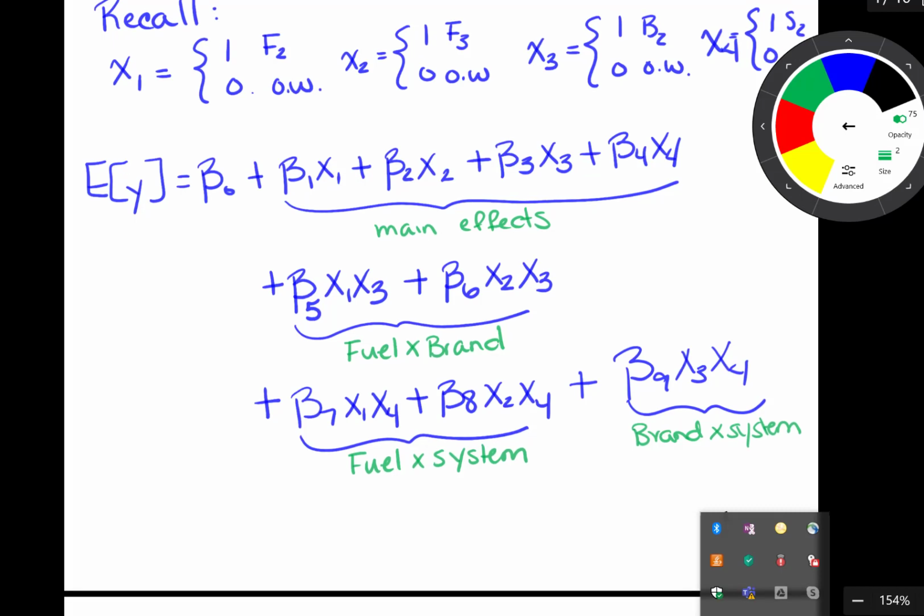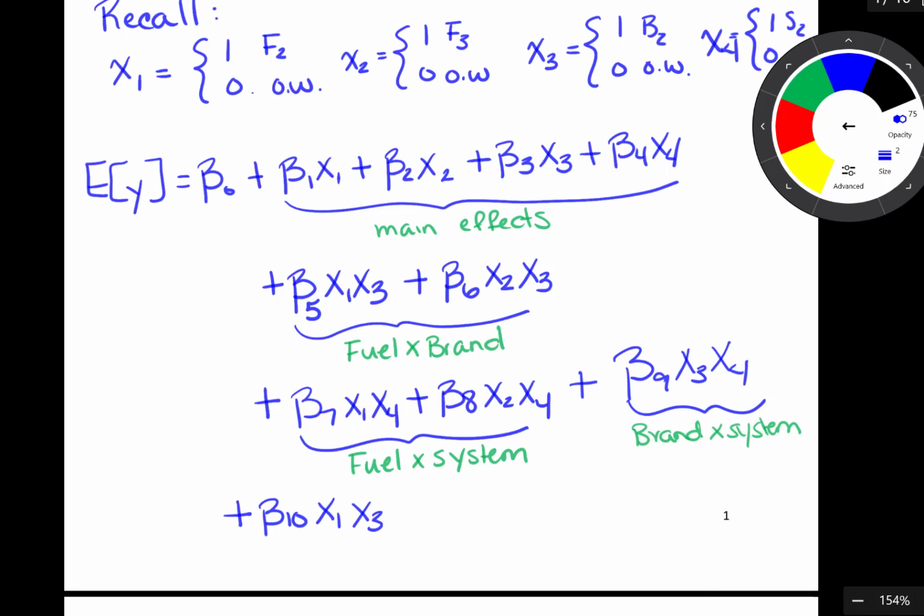And then there's one more interaction that we need to consider, and that would be the three-way interaction between the three different categorical variables. So the three-way would be the following. So we could interact fuel type 2 with brand 2 and system 2, or we could interact fuel type 3 with brand 2 and system 2. And so again, these are all the possible three-way interactions, which are fuel by brand by system.